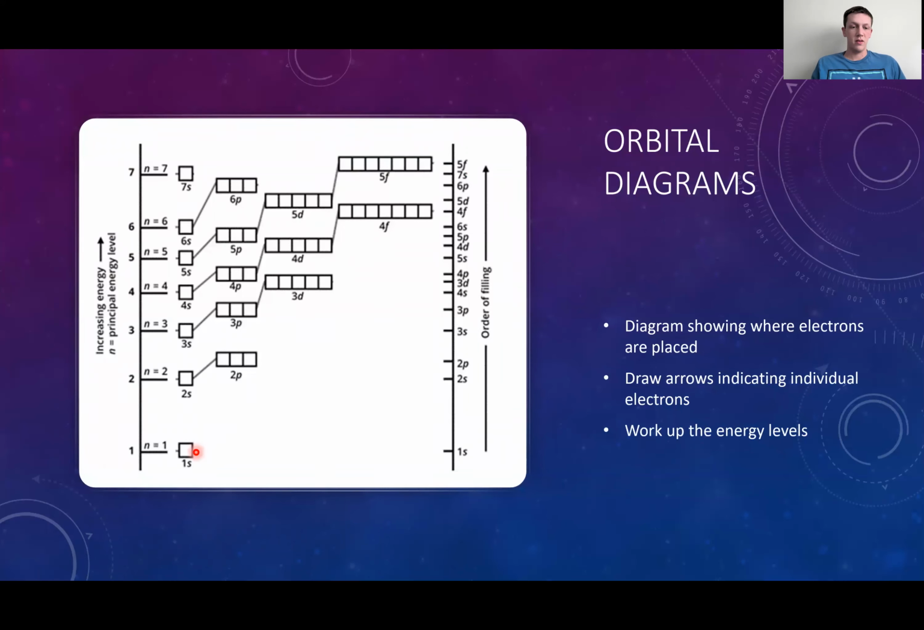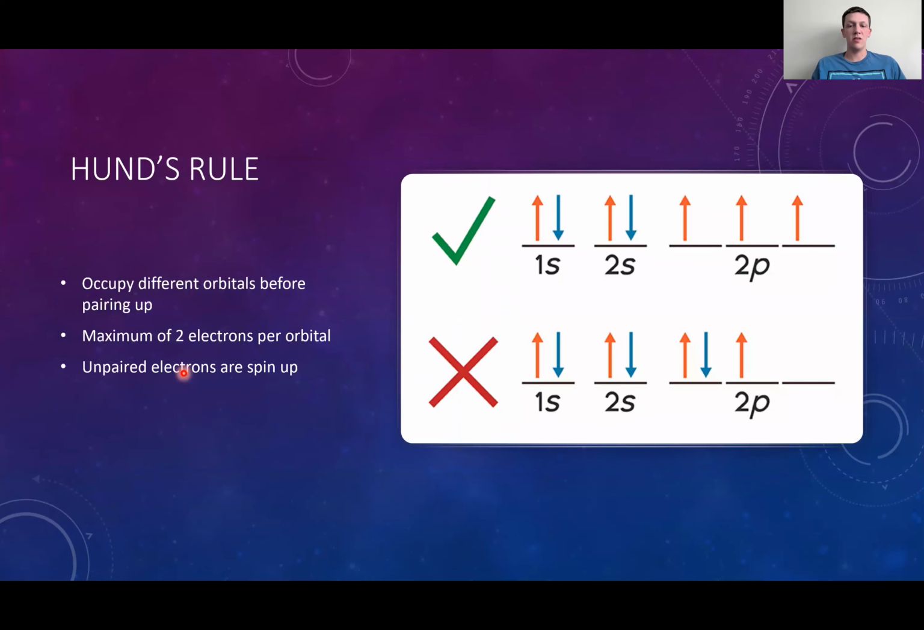Obviously the ones that come earlier in the periodic table will just occupy these first ones, but as you work your way up, you have more and more. One thing to keep in mind is that you use arrows to represent the electrons, and in each one of these boxes, there can only be a maximum of 2. There's another important thing that goes along with that, and that's Hund's rule, which means before you put 2 electrons in the same orbital, you need to occupy all the orbitals first.